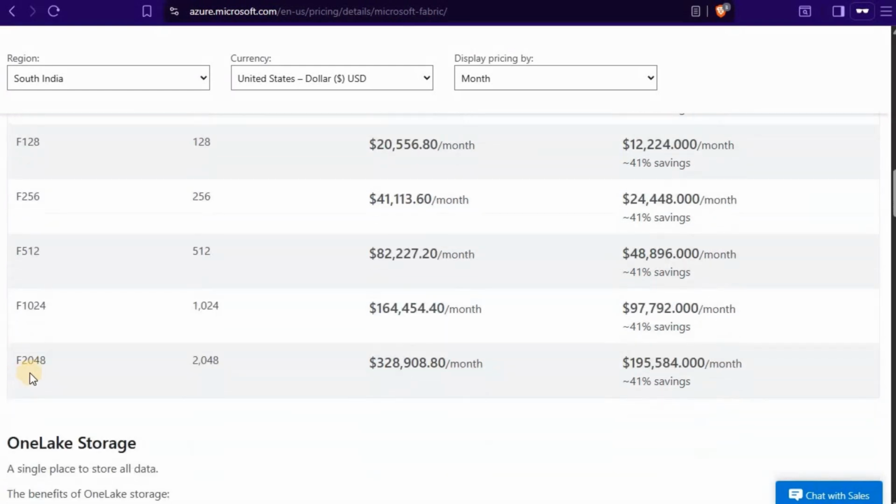Now, if we look at F2048, it would be $328,908 per month, and with the savings, you will be paying close to $195,584 per month. Again, we have this 41% savings. This demonstrates the substantial cost savings of a reservation, especially at large scale.